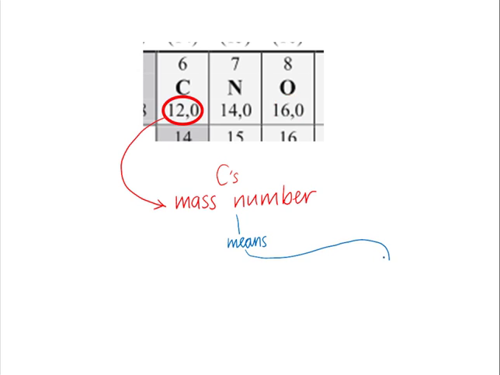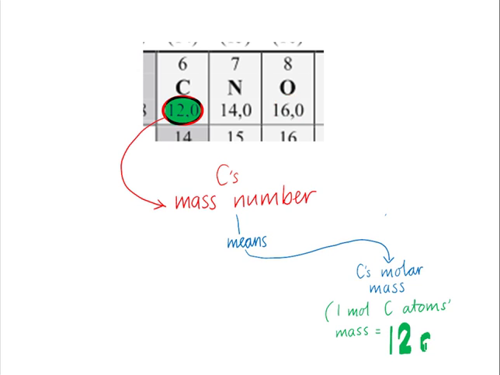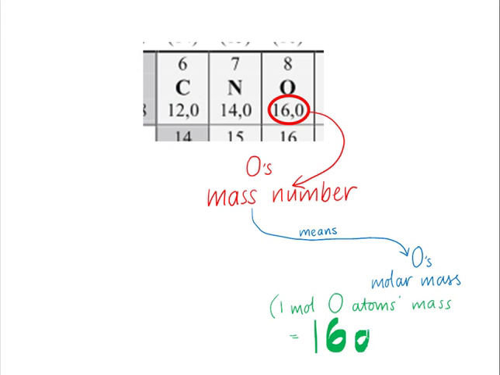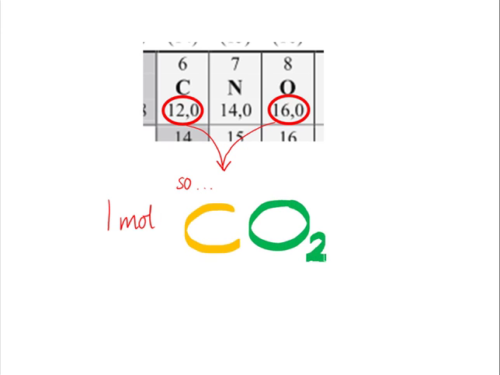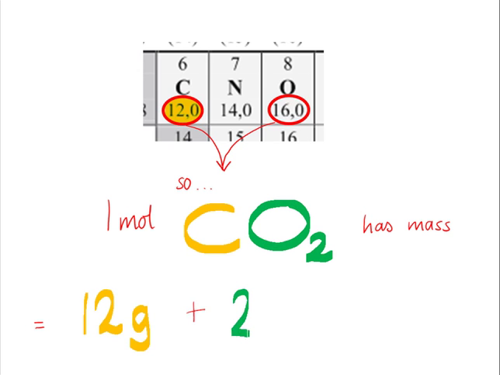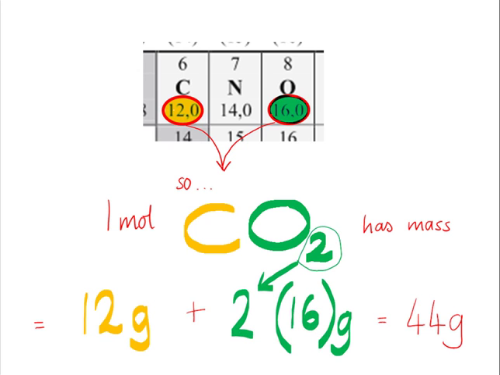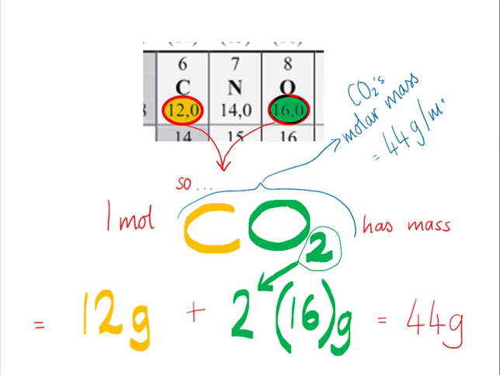So what this is telling us is that if we had 1 mole of carbon atoms, they would have a mass of 12 grams. If we had 1 mole of oxygen atoms, they would have a mass of 16 grams. Now, if we have a mole of carbon dioxide molecules, then what's its mass? We know that each molecule consists of 1 carbon atom and 2 oxygen atoms. And so a mole of carbon dioxide consists of a mole of carbon, 12 grams, and 2 moles of O atoms, 16 times 2 grams. Altogether, that makes 44 grams. That means the molar mass of carbon dioxide is 44 grams per mole.